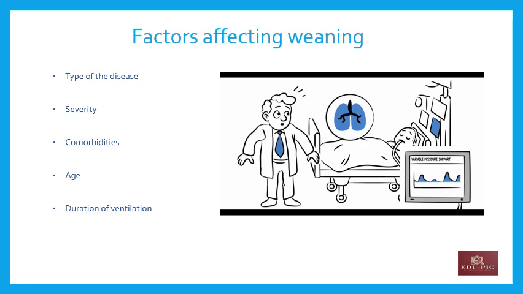There are different factors that can affect the weaning, as we mentioned earlier: the type of the disease, the severity of the disease, how severe it is, and whether there are any associated comorbidities. Also, the patient's age can have an impact on the weaning process. And a really important factor is the duration of ventilation. The longer the duration of ventilation, the more difficult the weaning process, and it needs a slower process of weaning.